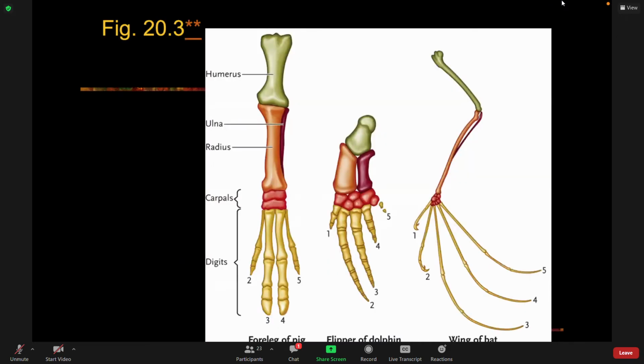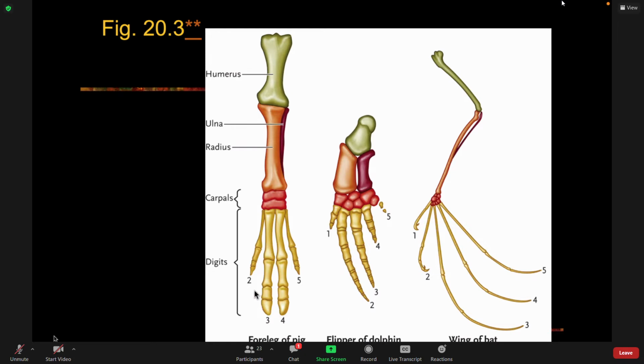So this is another figure, once again, just looking at mammals. Forelimb of a pig, forelimb of a dolphin, used to swim, and of a bat. Once again, emphasizing the same bone structure: the humerus is from the shoulder to the elbow, and from the elbow to the wrist, two bones, an ulna and a radius, and then we have these carpal bones and a pentadactyl appendage, meaning 5 fingers.